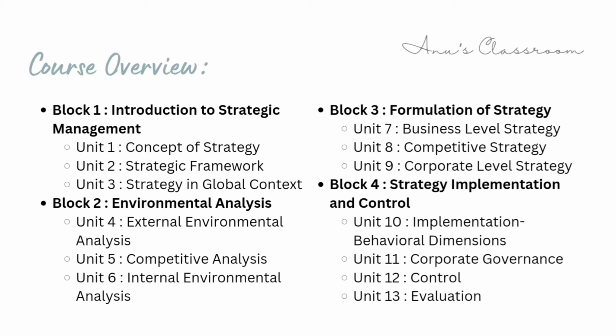It also has 3 units which are dedicated to discussing the external environment analysis, competitive analysis, and internal environmental analysis, which are all very crucial when it comes to strategy formulation. The third block takes us further into the realm of strategic management by helping us understand the formulation of strategy at 3 different levels: at the business level, the competitive strategy, and corporate level. The fourth and final block of this course will help us understand the processes that are involved in the implementation and control of strategy. So here we will be looking at the behavioral dimensions of strategy implementation, corporate governance, and control and evaluation.